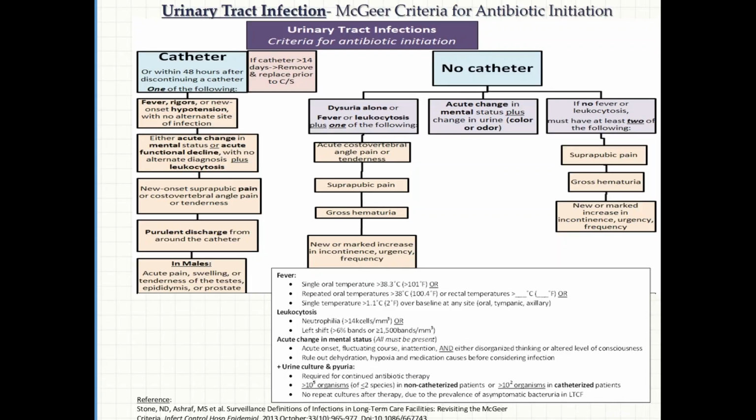We took the McGeer criteria and we made it into a flow chart for easy reference. So we have the catheter arm and the no catheter arm. And then we have the constitutional criteria here that has the fever, leukocytosis, and changes in mental status. Over here, if you have no fever or leukocytosis, so that would be the cystitis. It has the symptoms that are required. You need 2 of these.